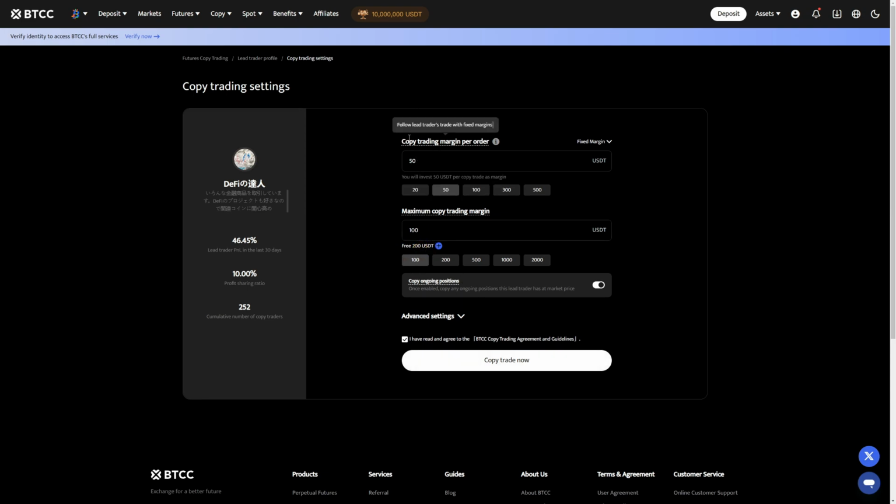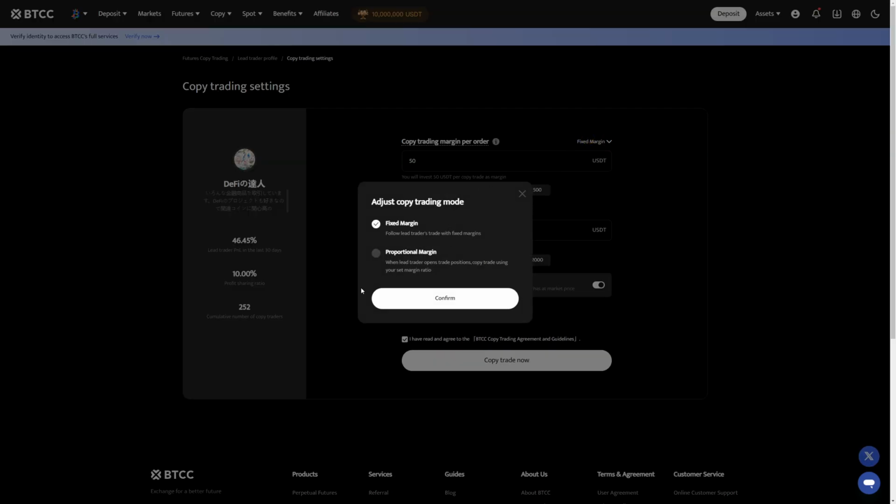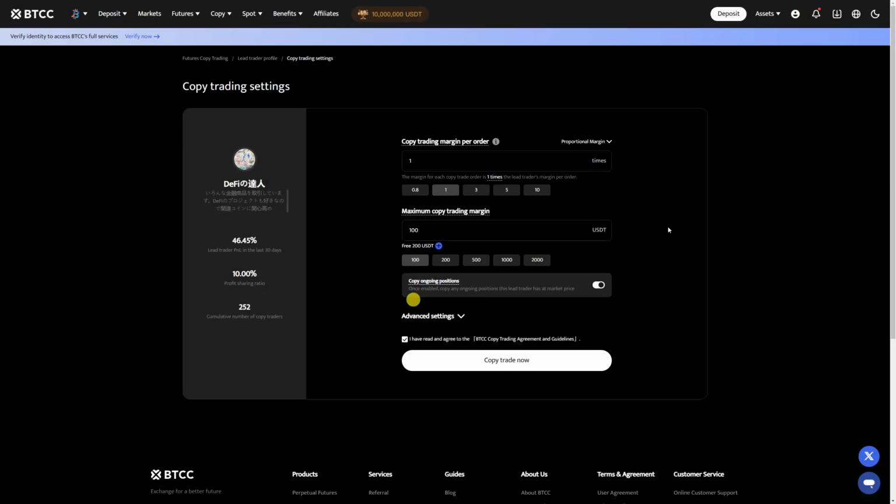Now we can also select the margin per order. We can put fixed margin, which means every time the trader opens a trade, you will open a trade, in this case, with $50 in margin plus the leverage amount. But I prefer to use the proportional margin, which means we are using a percentage of what the lead trader is using. I think this is a better strategy, because if the lead trader is opening a trade with $10,000 in a $100,000 account, that means he is using 10% of his portfolio.